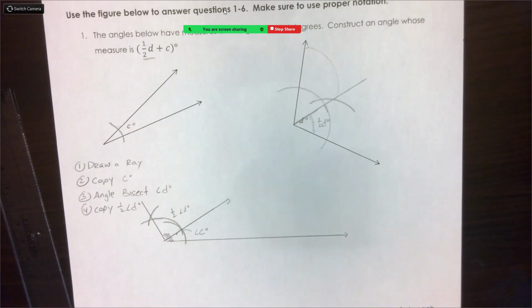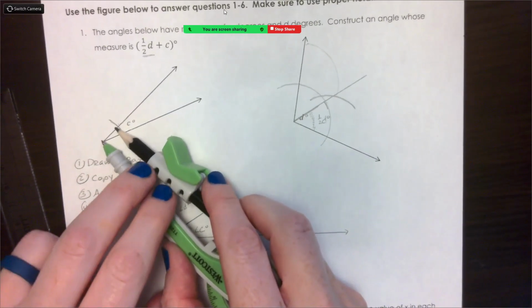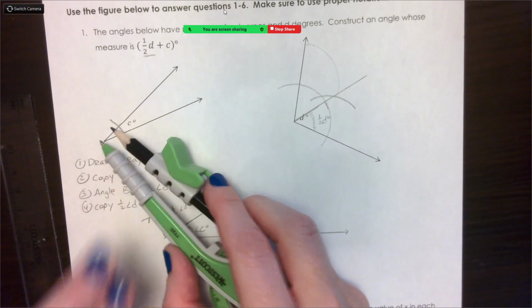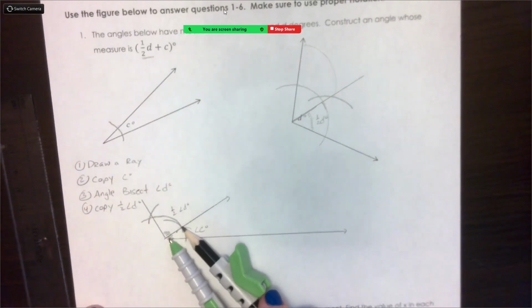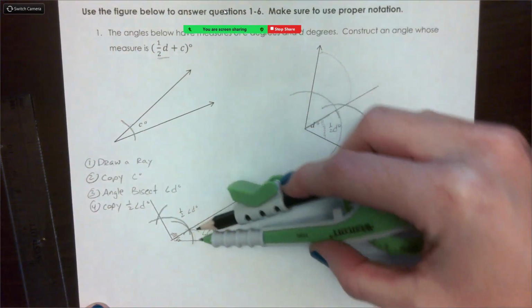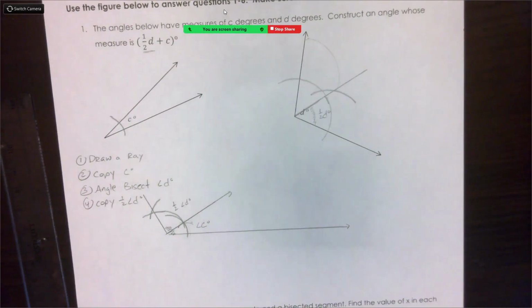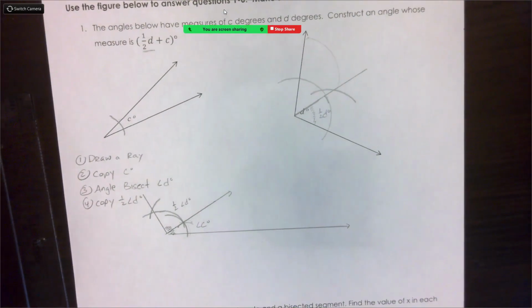So it's really about finding where arcs intersect. The point of the compass and the pencil, creating an arc, drawing it down here. Then finding the width and drawing it again. Where the two arcs intersect, you draw a line. That's the sort of repeated motion for constructions.